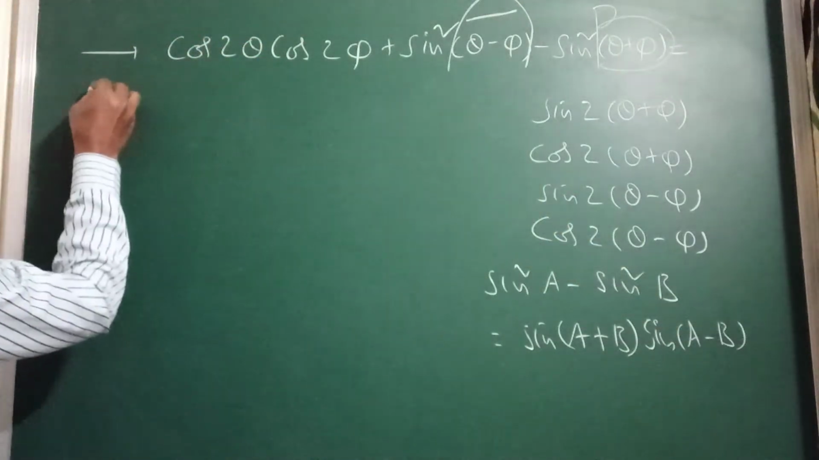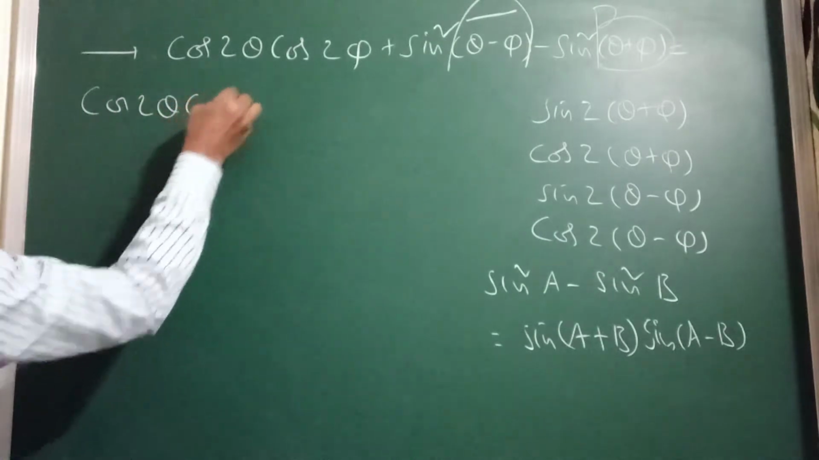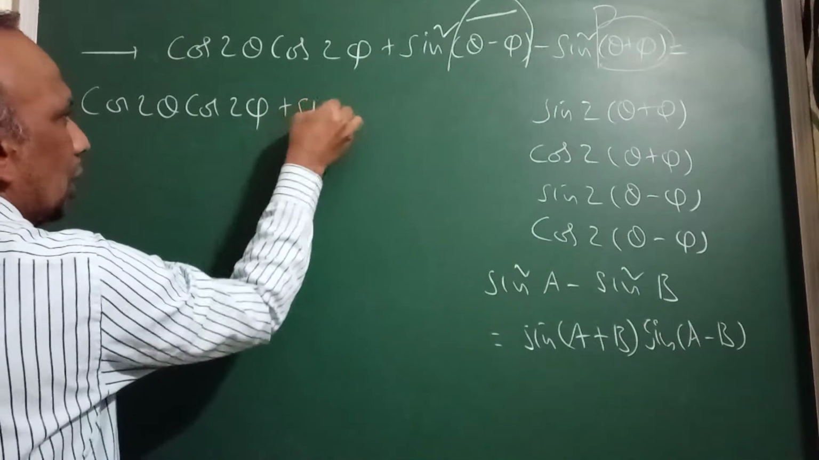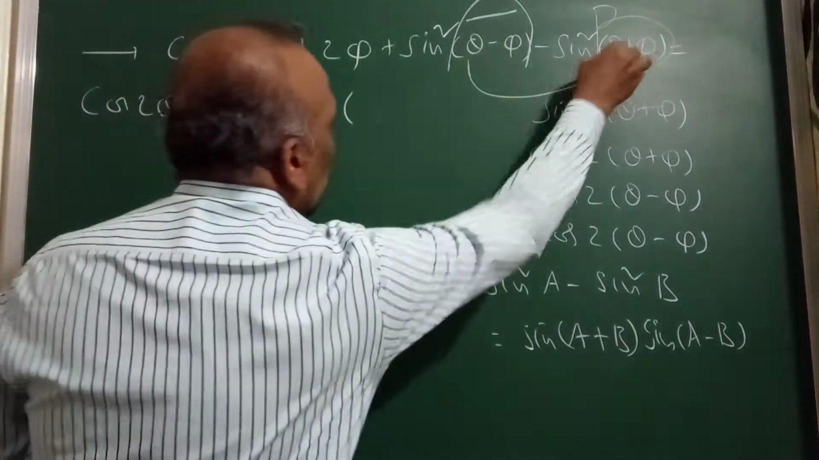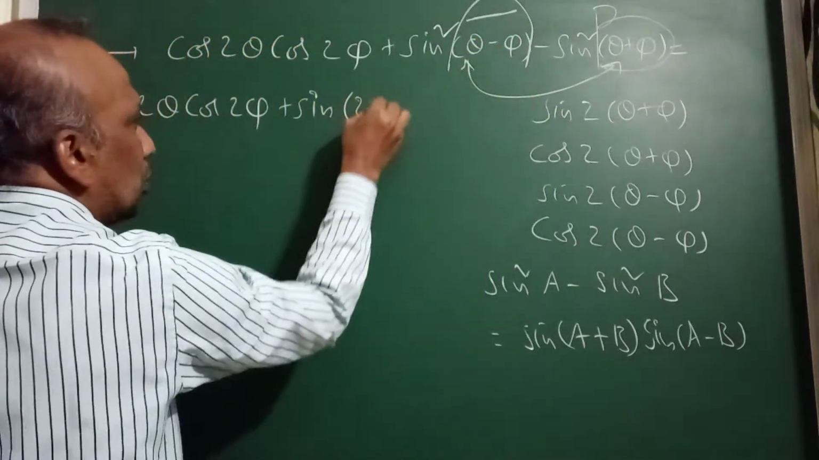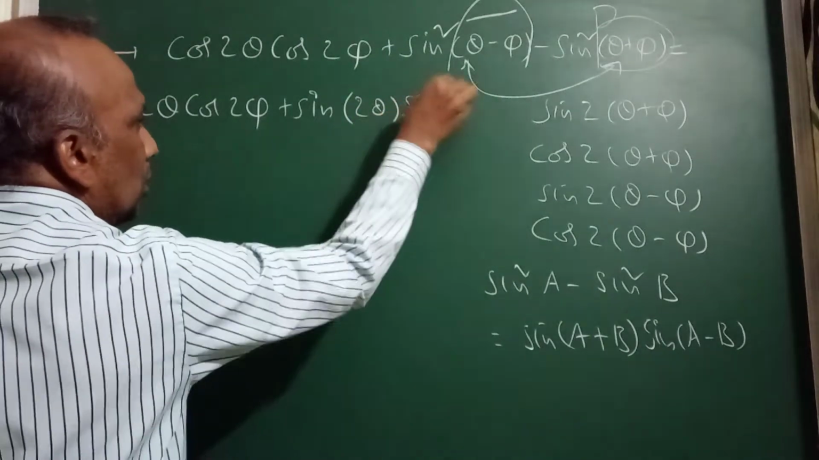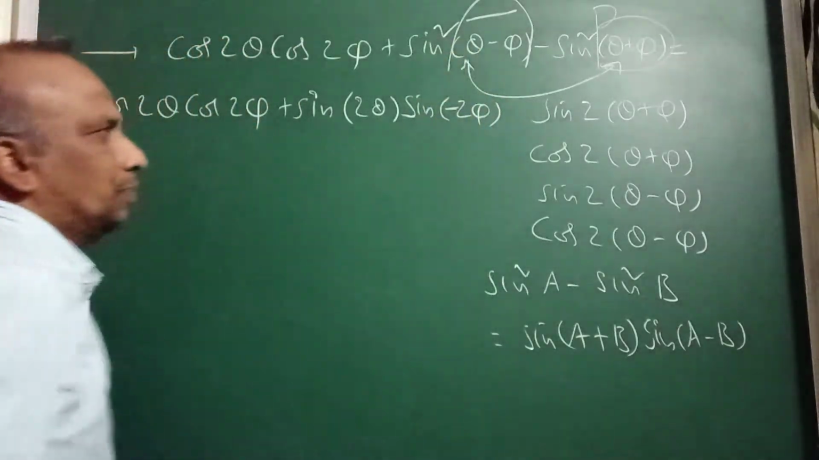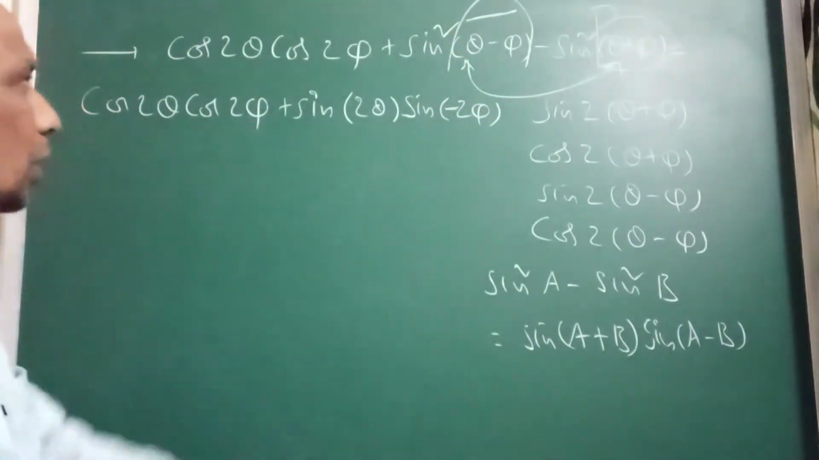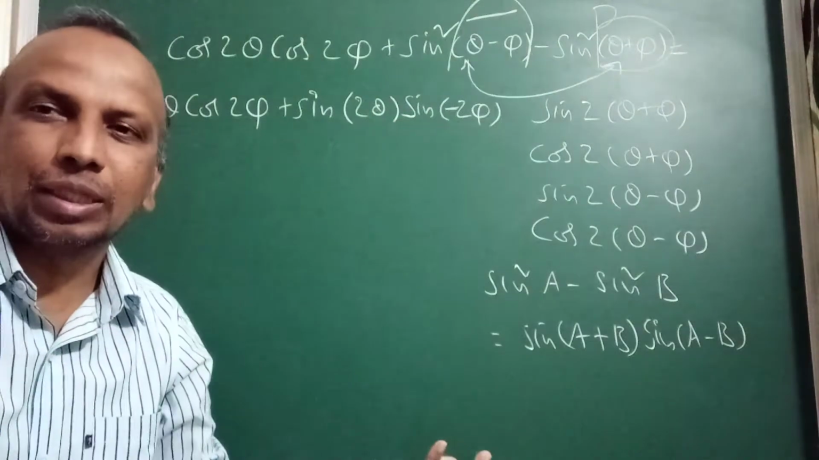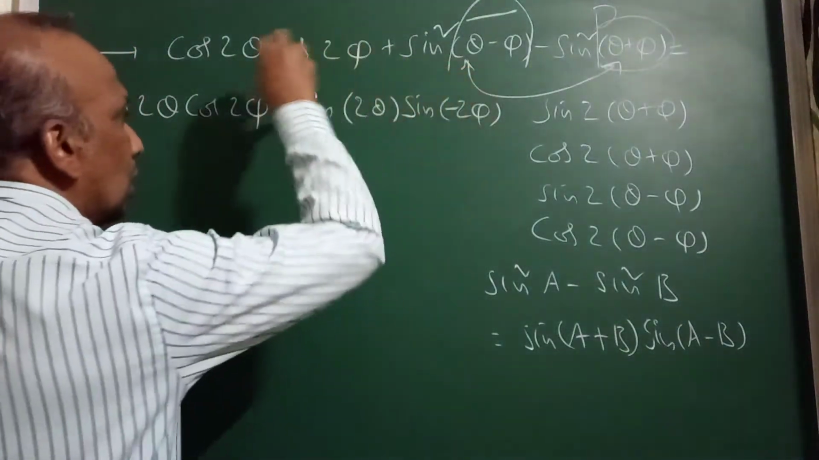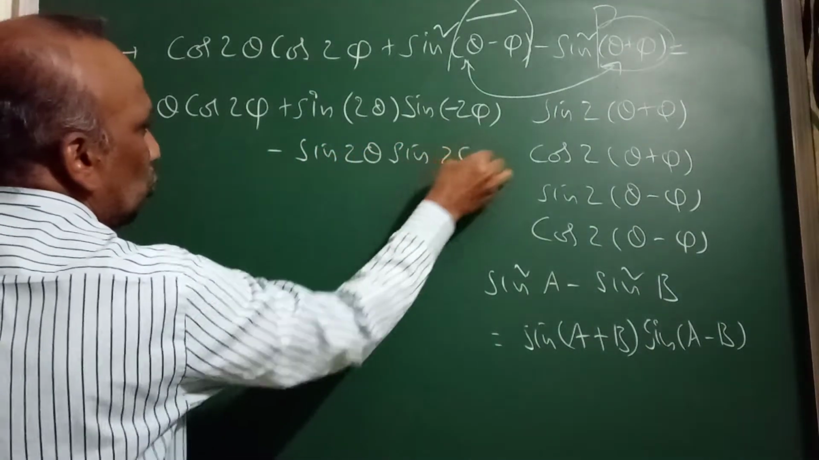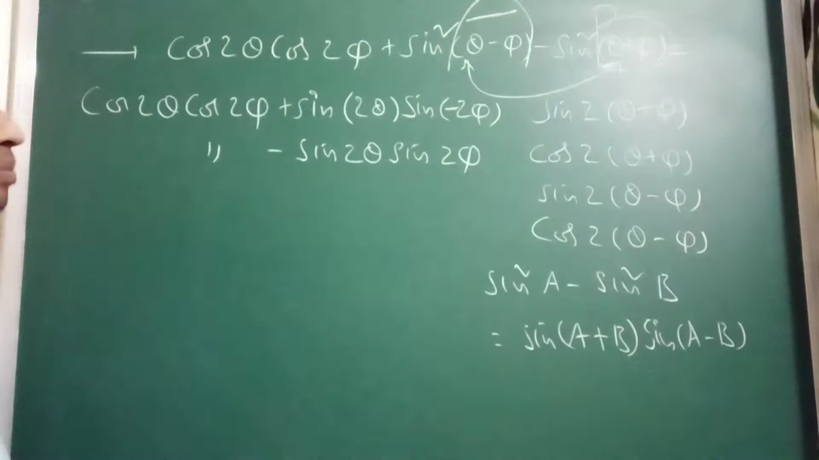So this problem will become cos 2 theta cos 2 phi. If I apply this, sin of A plus B, add these two angles, this will become 2 theta, and sin of A minus B, difference of these two, minus 2 phi will come. Sin of minus 2 phi, the minus will come, and this will become minus sin 2 theta sin 2 phi, right? This one as it is.